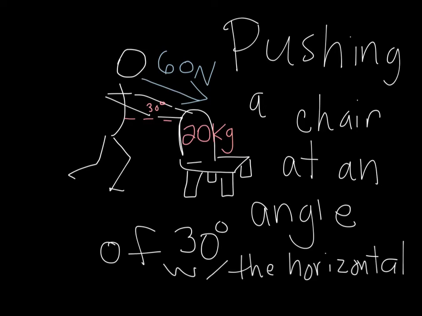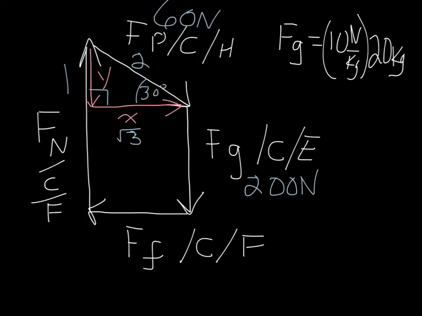Okay, so first of all, let's look at what forces are acting on this. As you can see, the forces acting on this are the normal force on the chair from the floor, that's upward there, the downward at an angle push from the person, the human on the chair, and then the gravitational force downwards on the chair from the earth, and then the friction force on the chair from the floor.